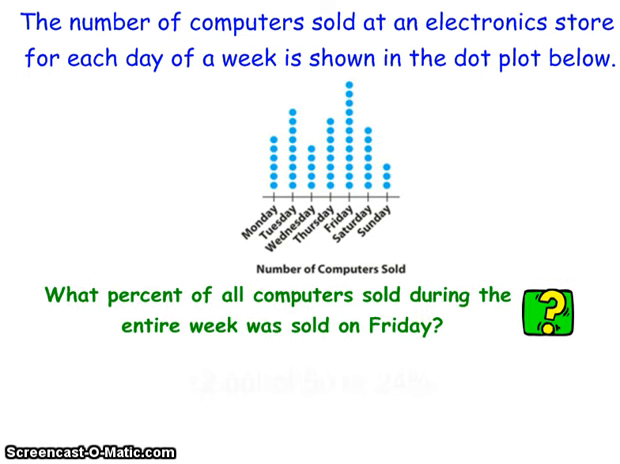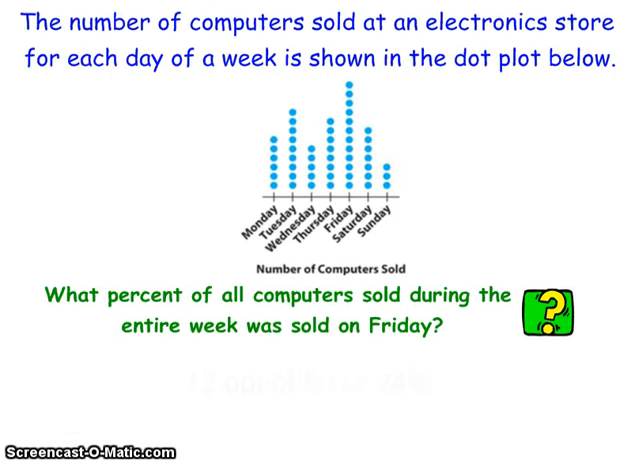What percent of all computers sold during the entire week were sold on Friday? So we're going to count the number that were on Friday, which is 12 out of 50, because this is talking about the entire week, which is 24%.